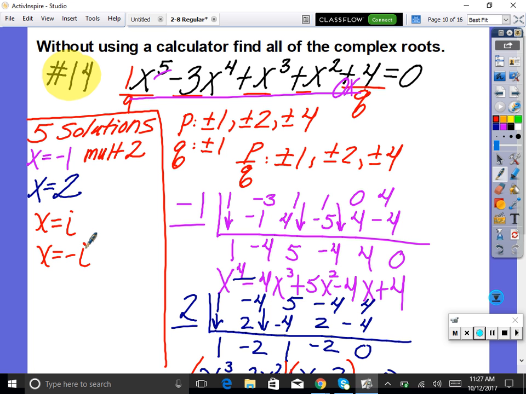Oh, was it a 2? Yeah, that didn't feel right. Okay, so you're right. We got 2. Sorry, when I scroll up. So we got x equals 2 twice. So this is the multiplicity of 2.